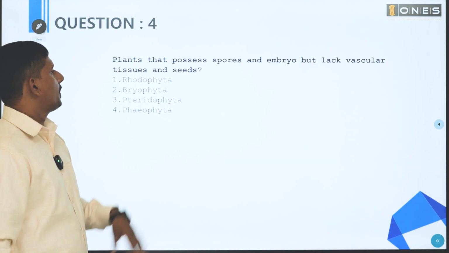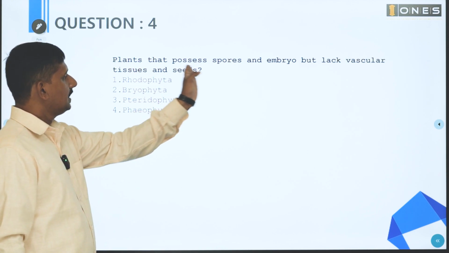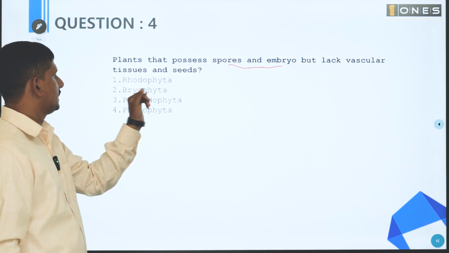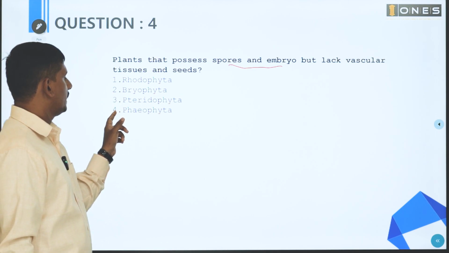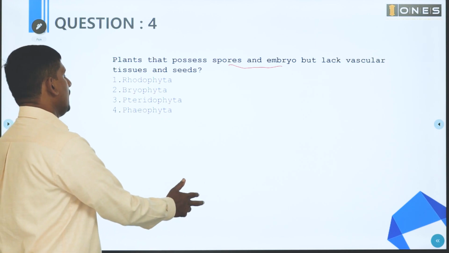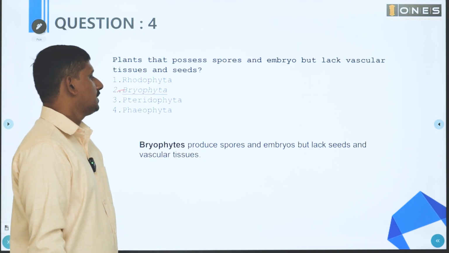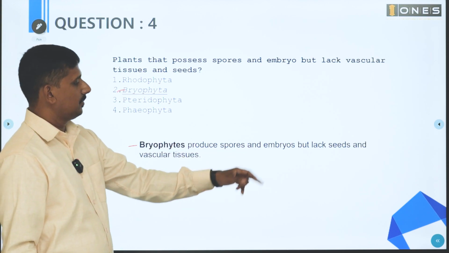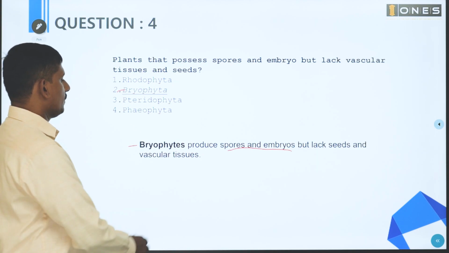Okay. Which plants possess spores and embryo but lack vascular tissue and seeds? The options are Rhodophyta, Bryophyta, Pteridophyta and Phaeophyta. The right answer is Bryophyta. Bryophytes produce spores and embryos but lack seeds and vascular tissue.